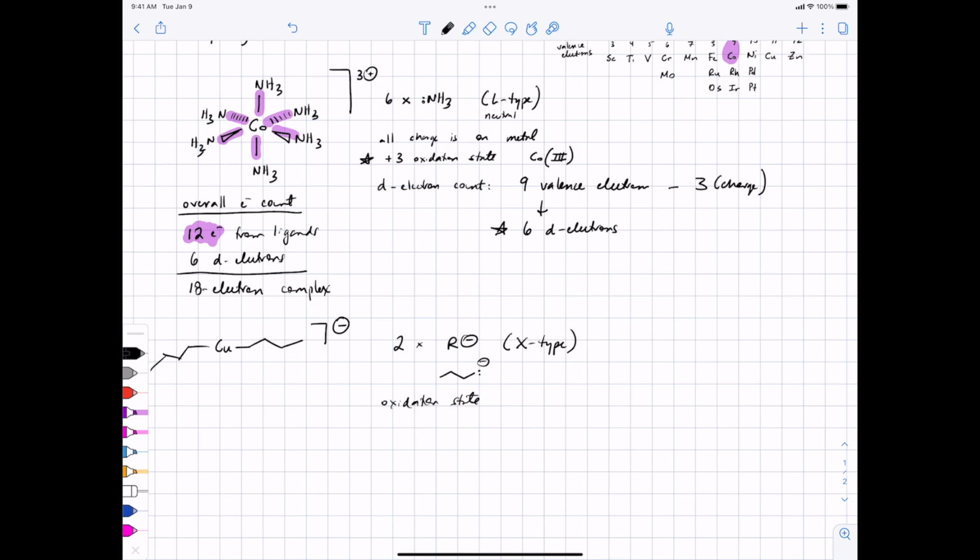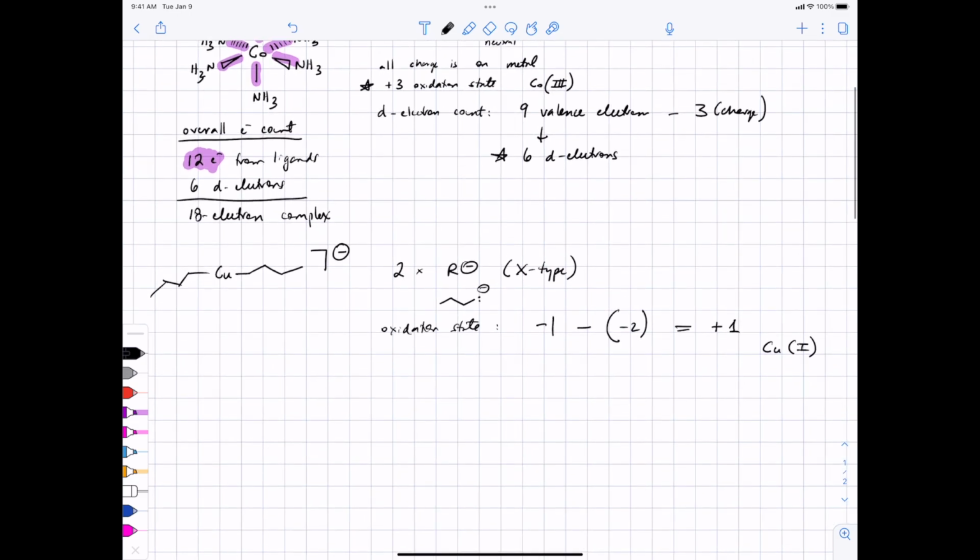Oxidation state, you've got 1 minus, but then you have to account for the fact that you've got 2 X-type ligands. So I'm going to take the charge on the complex, or -1, and I'm going to subtract the overall charge from the ligands, which is -2. And that gets me an overall oxidation state of +1, or in other words, copper 1. If you come up with a number like 2.5, you've done something wrong. There's no half charges, half oxidation states.